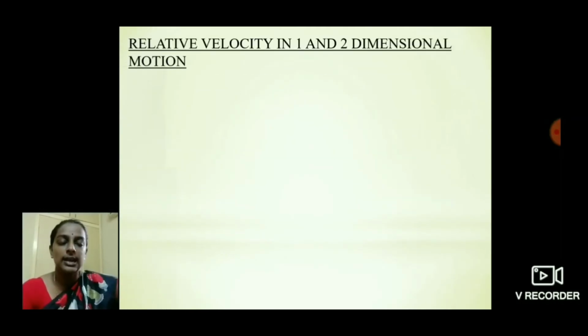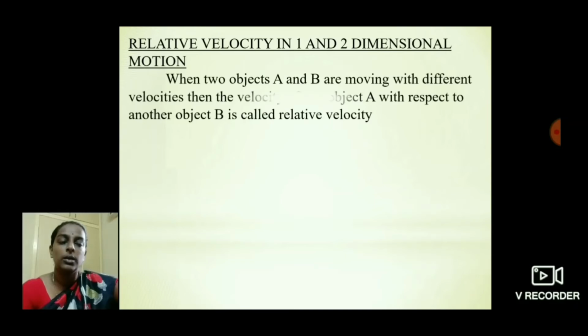Okay, next is relative velocity in one-dimensional and two-dimensional motion. When two objects A and B are moving with different velocities, then the velocity of A with respect to B is known as relative velocity. There are different cases in this. Let's see them one by one.